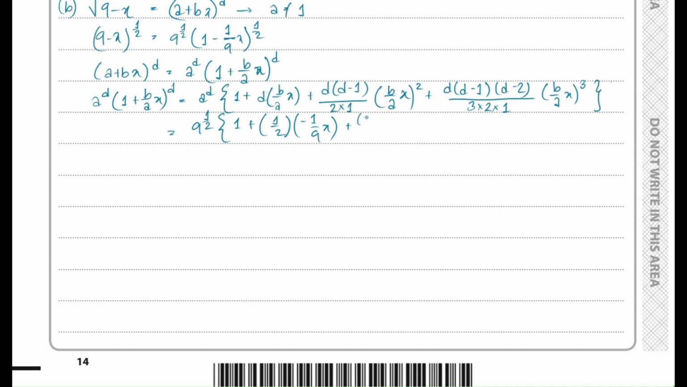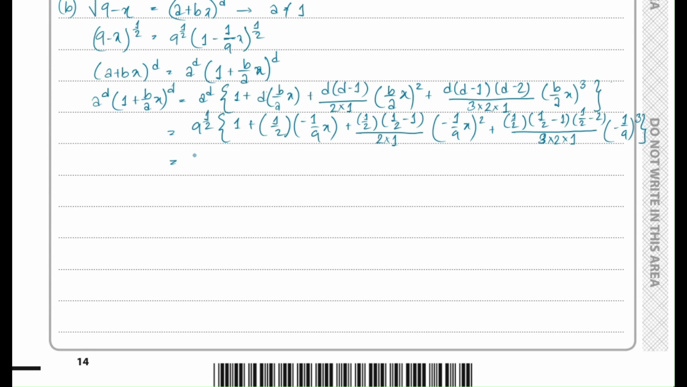Let me rewrite it. So half bracket half minus 1 divided by 2 multiplied by 1, and b by a is minus 1 by 9 x whole squared plus d is half minus 1, minus 2 divided by 3 multiplied by 2 multiplied by 1. This is 3. And b by a is minus 1 by 9 x cubed.